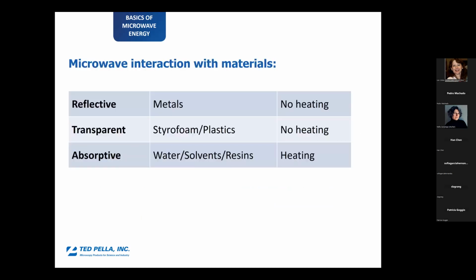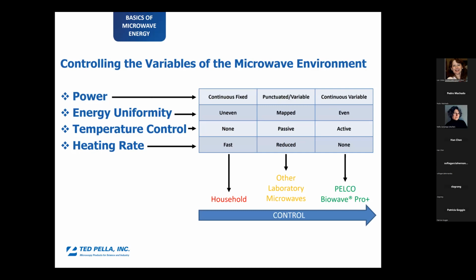So how microwaves interact with some different molecules: metals or plastics are either reflective, or some plastics are microwave transparent, so there is no heating that occurs. However, polar molecules such as water, solvents, resins, these readily absorb microwave energy, resulting in the heating of those materials. So for our laboratory setting, in order to utilize microwave energy for our experimentation and our sample preparation, we need to be able to control these variables of the microwave environment.